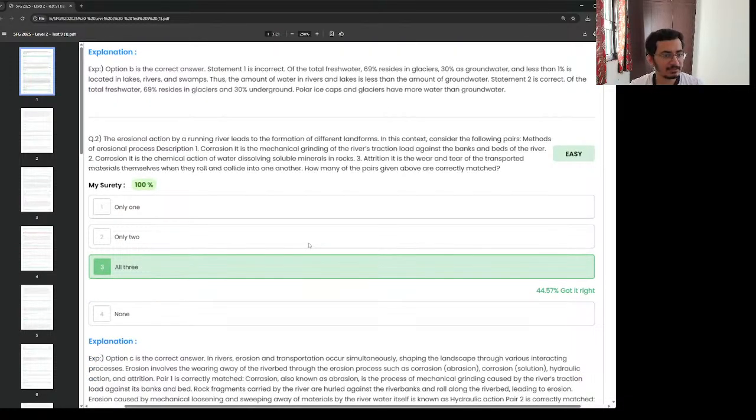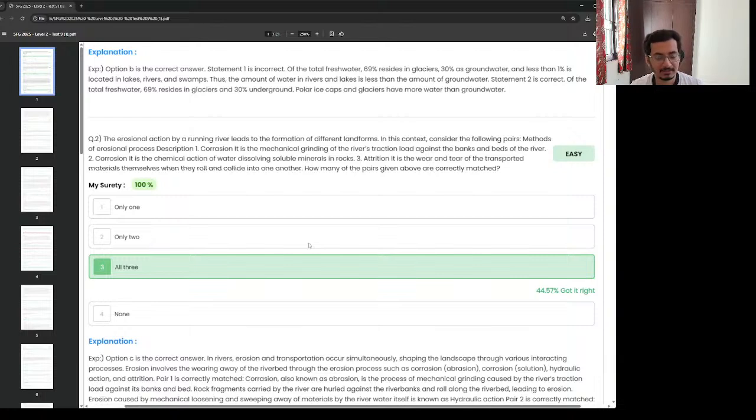The erosional action by running river leads to formation of different landforms, and what are the methods? Yeah, corrasion is the mechanical grinding that we know. Corrosion is chemical action that we know. Attrition is the wear and tear of transported materials. So corrasion means grinding of traction load against banks and beds of the river, while corrosion is chemical, and attrition is, what is attrition?